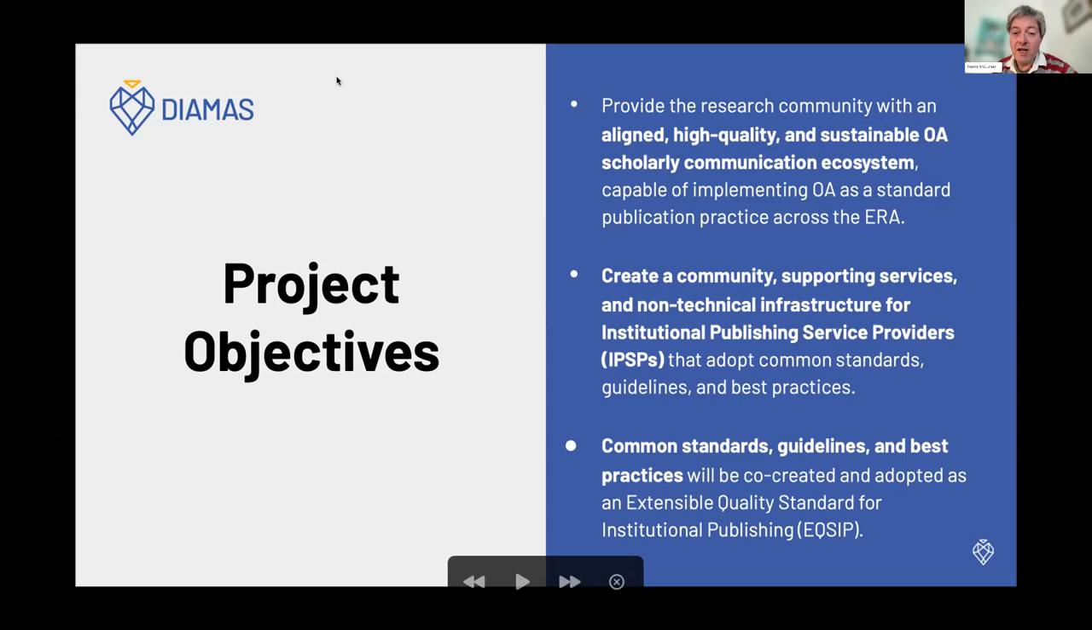And the third objective of the project is to develop those common standards, those guidelines, and those best practices based on what we currently call the EQSIP, which stands for Extensible Quality Standard for Institutional Publishing. Basically, it's a quality standard dedicated to Diamond OA that we have been working on until recently, because we have just published the final version of the EQSIP recently.